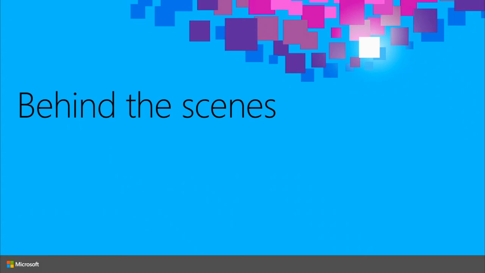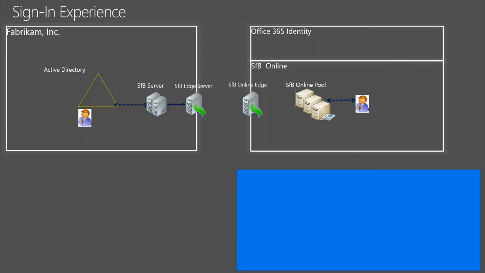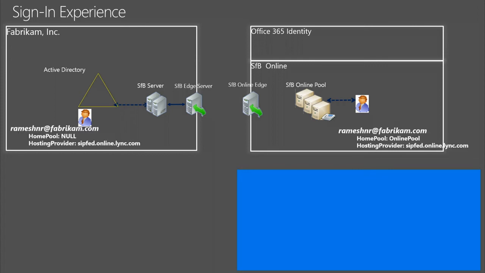Let's look a little bit at what's happening behind the scenes while these moves are happening and live after the move. It took some time. Sign-in experience. In our example, we had Ramesh that got moved from on-premise to online. Let's walk through the experience of re-signing in, hopefully faster in the future, and what's happening in the system. When we move Ramesh, the attributes that I mentioned earlier change: the home pool on-premise turns to null, and the hosting provider for Ramesh has changed to cfederalonline.link.com. These changes are happening because of the move commandlet.